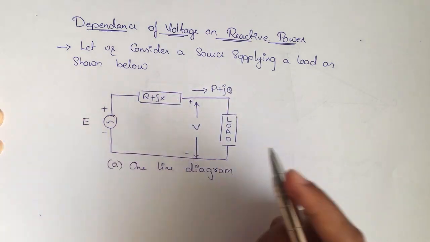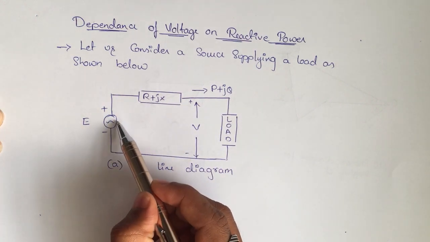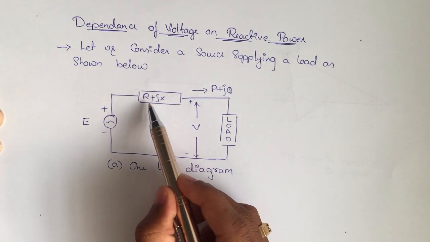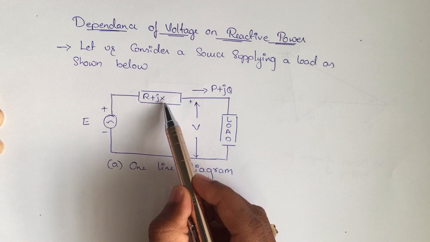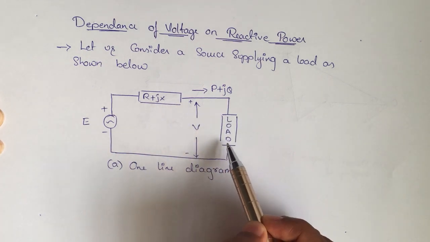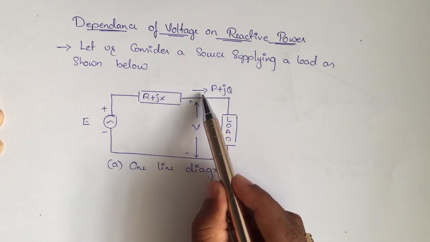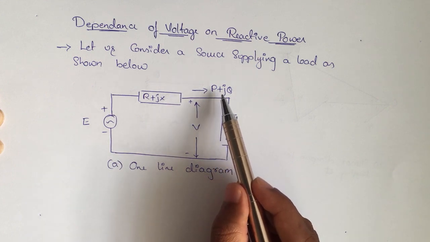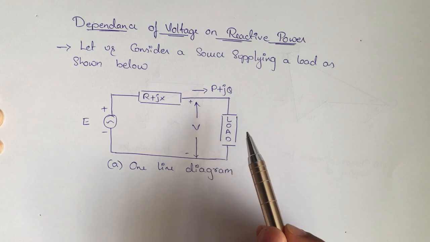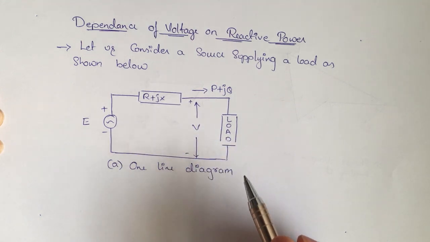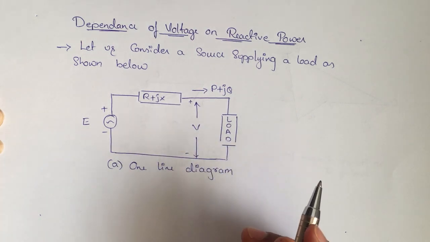as shown here. We have a source voltage, the line impedance and a load. The voltage across the load is mentioned as V. The total power is P plus jQ. This is the one line diagram that we are considering here.